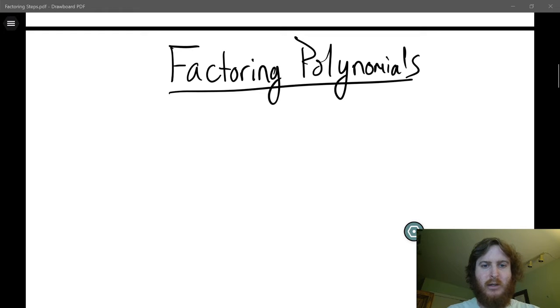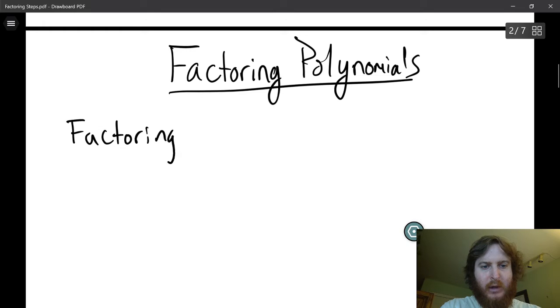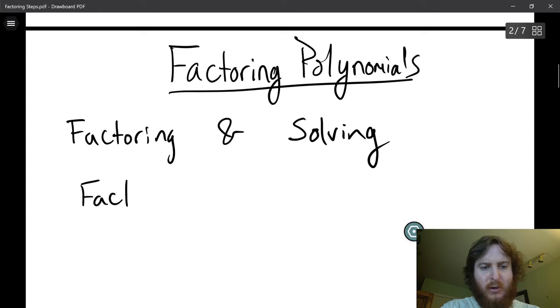Hey guys, so today's lesson is going to be on factoring polynomials. Before we get started, I just want to make sure that we're understanding the difference between factoring and solving. This is something I see a lot of students in Math 3 mix up. If a question asks you to factor, there's usually not going to be an equal sign.